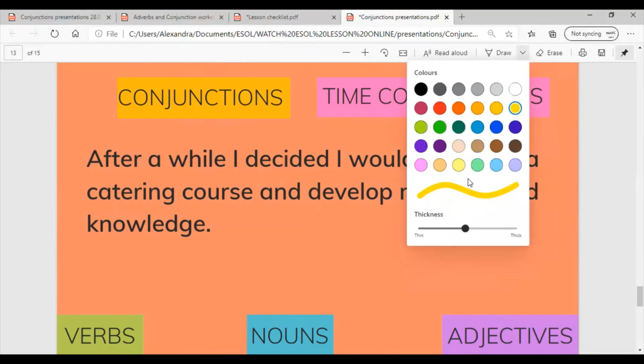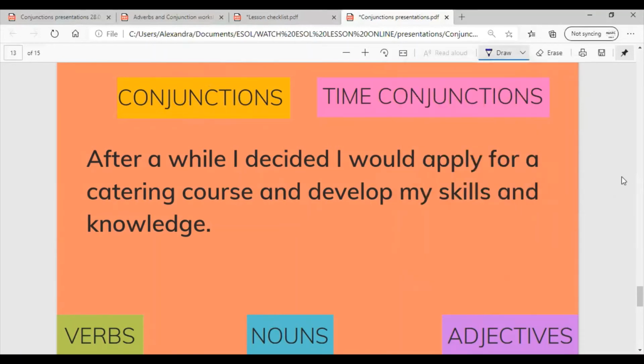Okay, so like always, we're going to look for our nouns first. Now our nouns are our persons, places, or things. So what is our sentence? Our sentence is, after a while, I decided I would apply for a catering course and develop my skills and knowledge. So we're looking for persons, places, and things as our nouns.